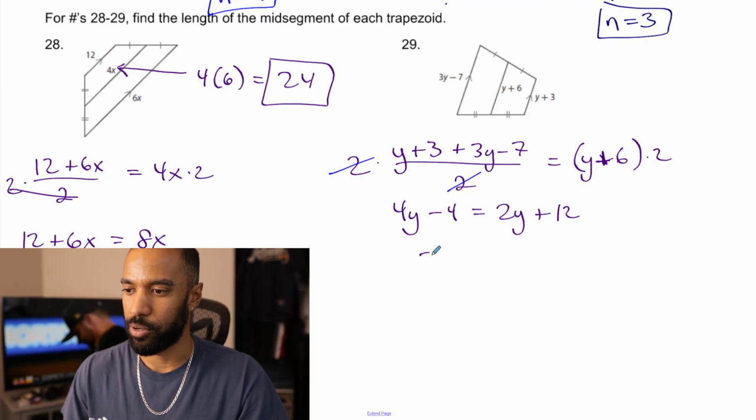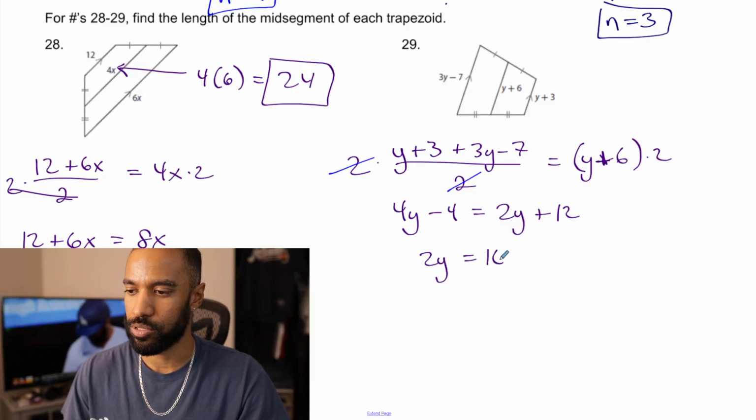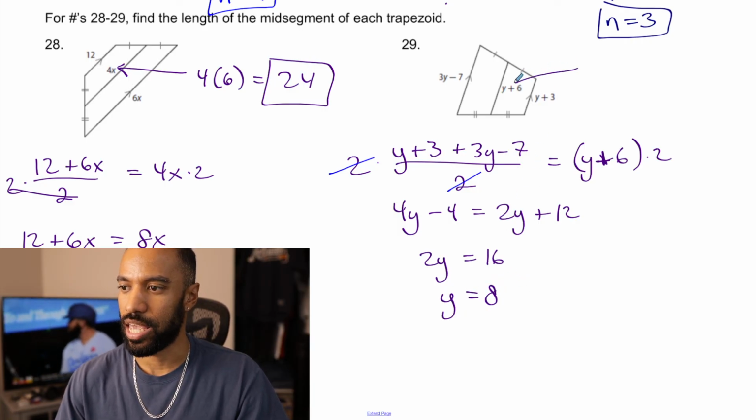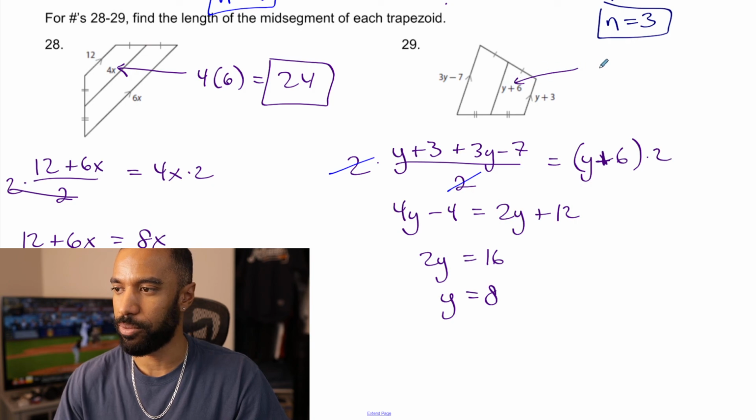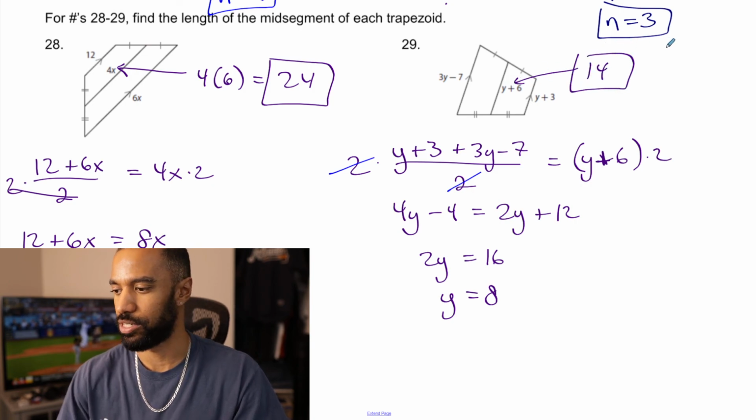Subtract 2y from both sides. Add 4 to both sides. And divide both sides by 2, you get y equals 8. The mid-segment in y plus 6 is 8 plus 6, and that is 14.